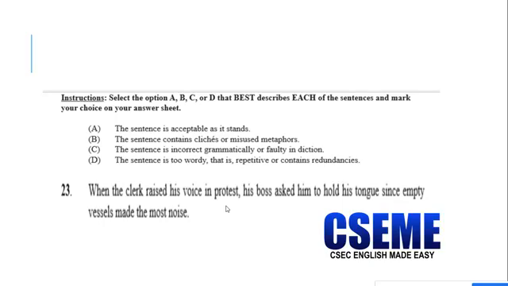B, Chanel says B. The answer is B. And you see the red B at the top? It's B because when you look here, since empty vessels make the most noise, that would be considered a cliche. Because when you look at empty vessels make the most noise, or even if it's a misused metaphor, it's B.